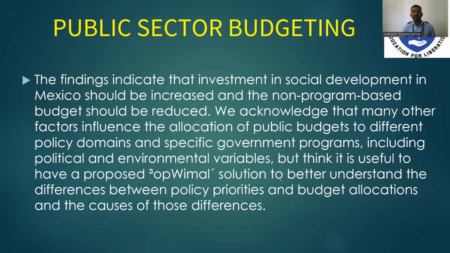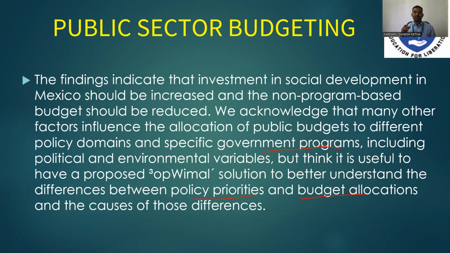The findings indicate that investment in social development in Mexico should be increased and the non-programmable budget should be reduced. We acknowledge that many other factors influence the allocation of public budget to different policy domains and specific government programs, including political and environmental variables, but we think it is useful to have a proposed solution to better understand the difference between policy priorities and budget allocations.